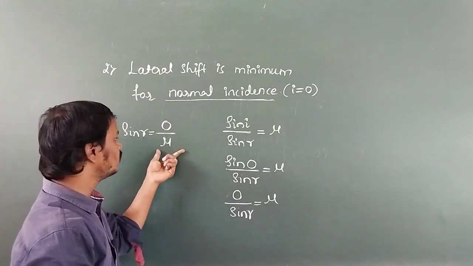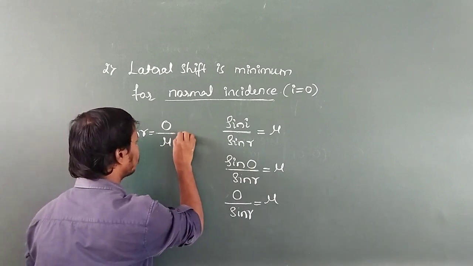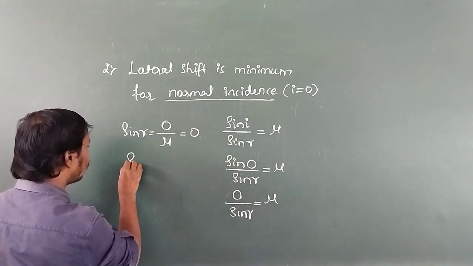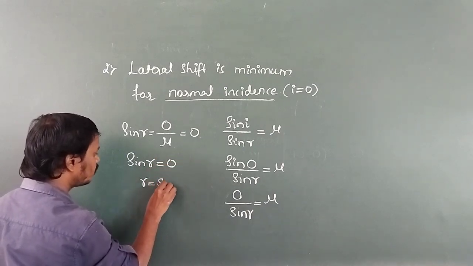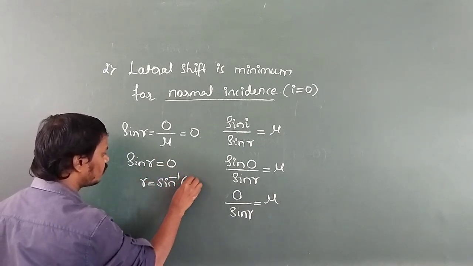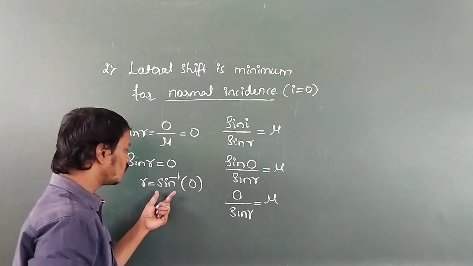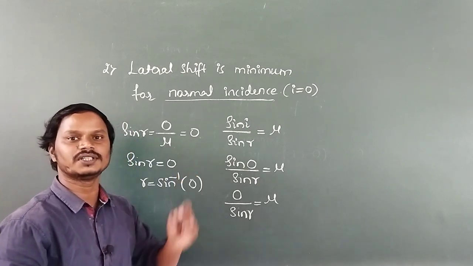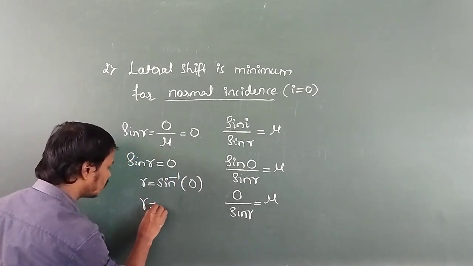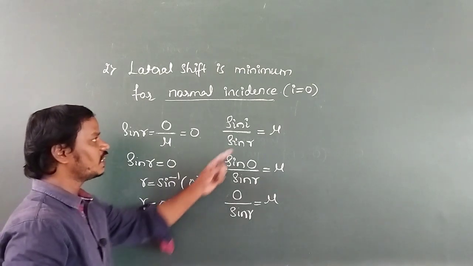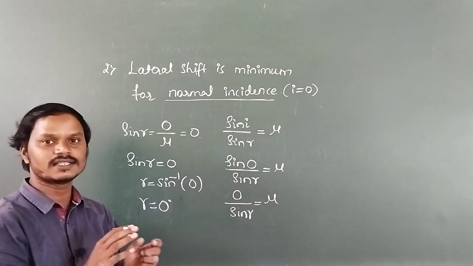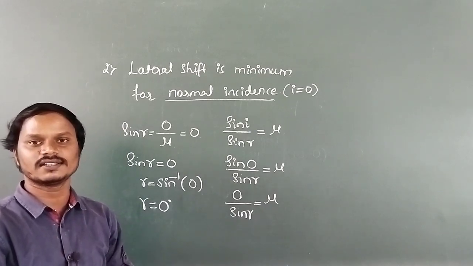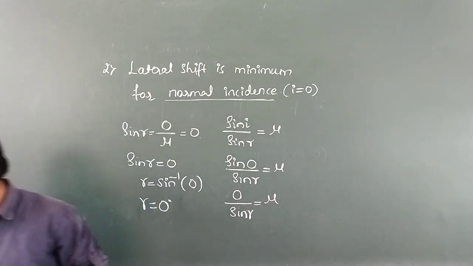So 0 by non-zero, again it is 0. So sin R is 0. Then R is equal to sin inverse of 0. For what angle is the sin value 0? For 0 degree. Means the angle of refraction is also 0. If the angle of incidence is 0, then the angle of refraction is also 0. Hence here Snell's law is not valid.